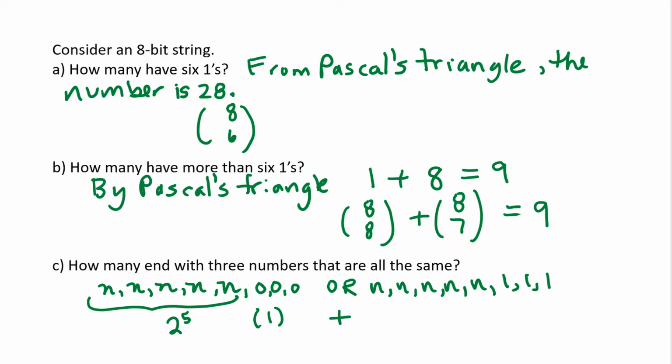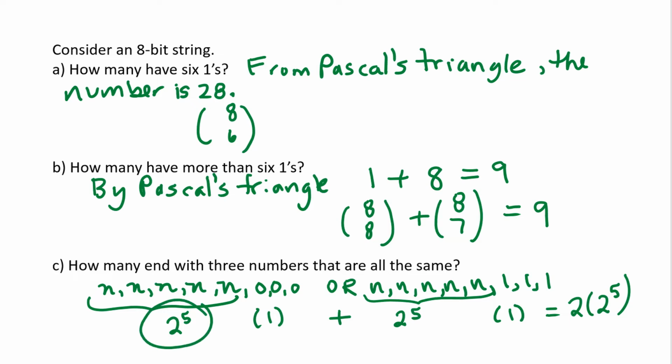Or means plus. And so, again, for the first 5 digits, there are 2 to the 5 ways in which you could do the 0 combination, but there is only one way in which you can get 1, 1, 1. So this actually becomes 2 times 2 to the 5th, because you have 2 to the 5th for this one and another one. This becomes 2 to the 6th using rules of exponents, and 2 to the 6th is 64.